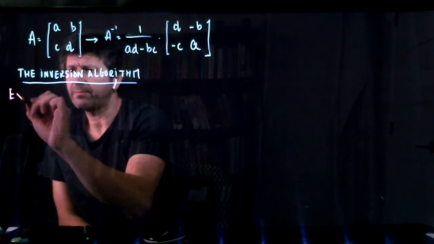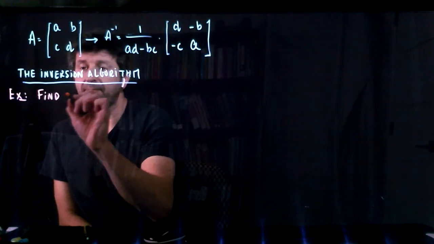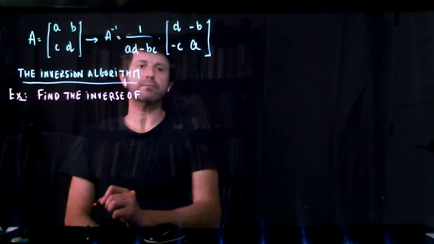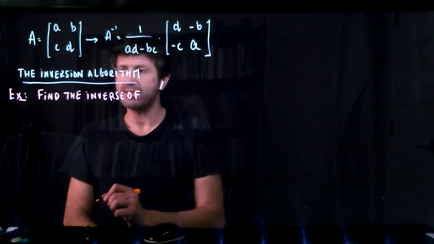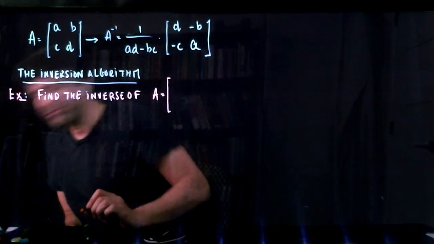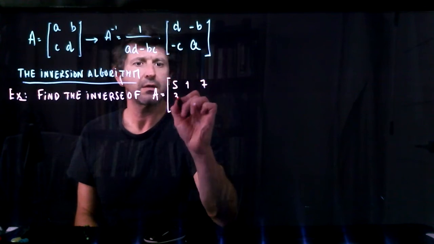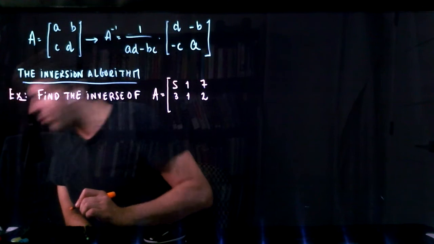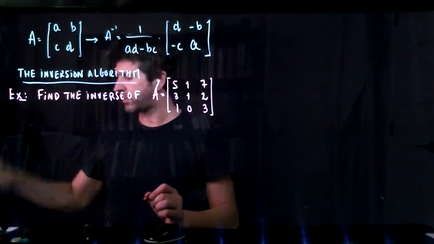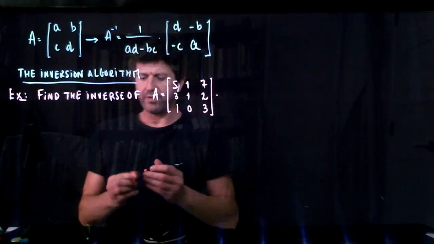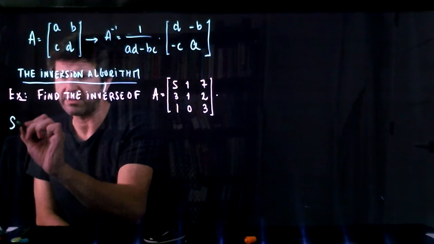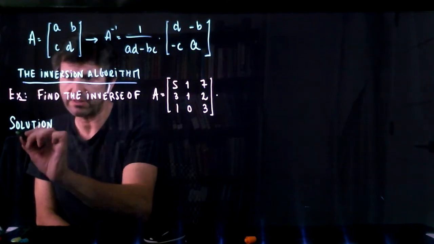For example, find the inverse of A equals, so I need to leave some space because there's a bunch of steps here, I wrote down an example: 5, 1, 7, 3, 1, 2, 1, 0, 3. Okay, just if you could see, it's clear. So that's my question. I want to find the inverse of this matrix, provided, of course, it exists. Let's say it exists, we'll see. If it doesn't exist, we'll figure it out, but it does exist in this case. I will give you special cases soon.